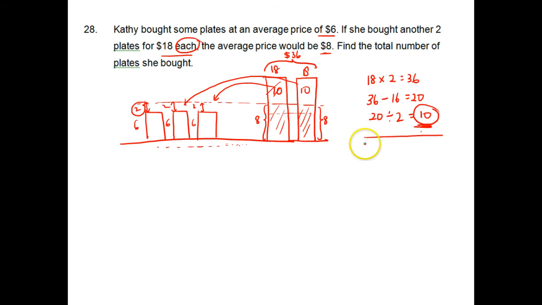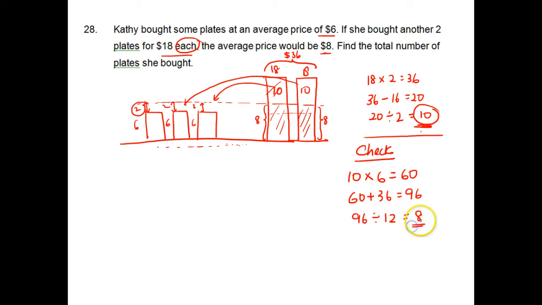Okay, now let's check to see our answer. So I have 10 times average of $6, which is $60. So $60 for the 10 plates. She added 2 more plates, which is $36. Answer is $96. So $96 I divide by 12, I would get $8. So the average is $8 for the 12 plates.